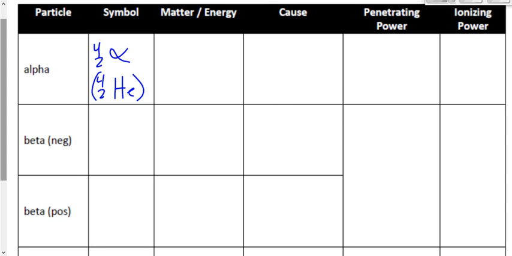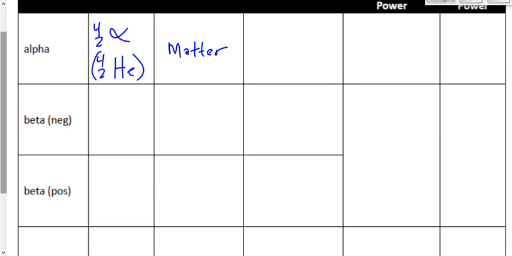An alpha particle that is released is matter. It consists of protons and neutrons. It is matter. Beta negative? Well, the symbol for beta negative, this is a really, really small chunk that comes off the nucleus. And this can happen in big nuclei, it can happen in little nuclei. In either case, they're unstable. We'll talk about the reason for that in a little bit. But as a result of that instability, it releases a particle that has these characteristics, 0, -1.